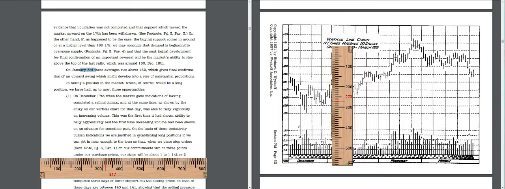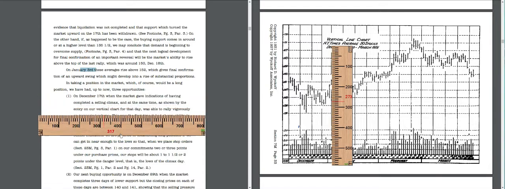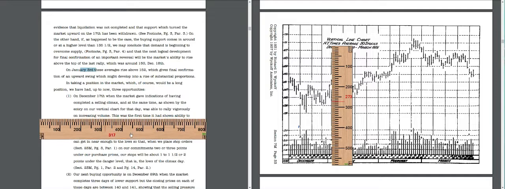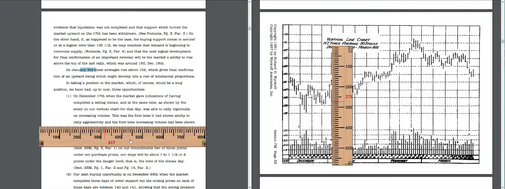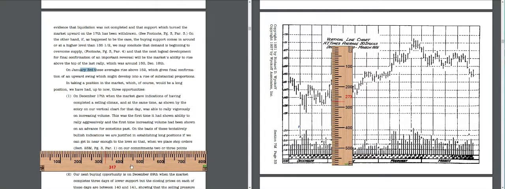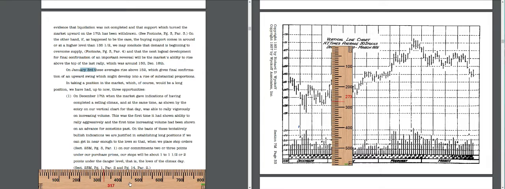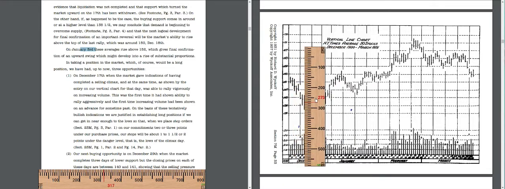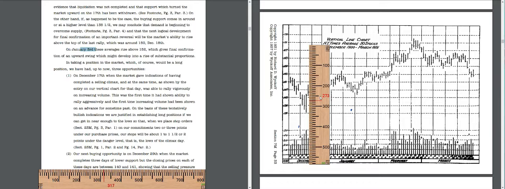That's the higher high. So now what's he going to say? He's going to say, all right, where do you buy? So these are entry rules or entry criteria. First, on December 17th, where the market made a selling climax, and at the same time there was a change of behavior, he's just saying on an intraday basis, once you have a climax and on the intraday basis there's a strong rally and a change of behavior, try to buy it.